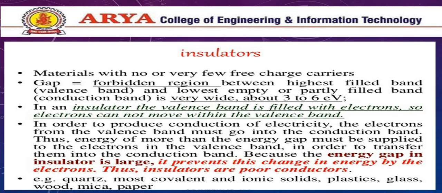Insulator: a material with no or very few free charge carriers. The gap, the forbidden region between the highest filled band and the lowest empty or partially filled band, is very wide, about 3 to 6 electron volts. In an insulator, the valence band is filled with electrons, so electrons cannot move within the valence band. To produce conduction of electricity, electrons from the valence band must go into the conduction band. Thus, energy of more than the energy gap must be supplied to the electrons in the valence band in order to transfer them into the conduction band.